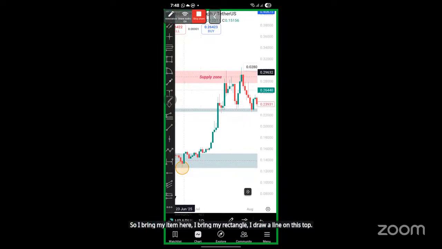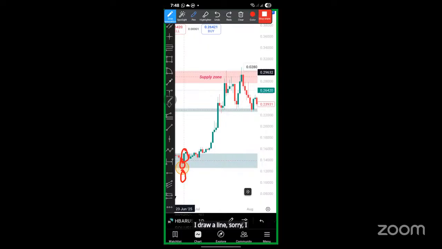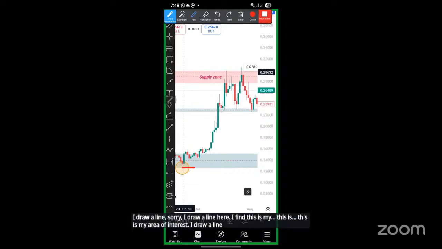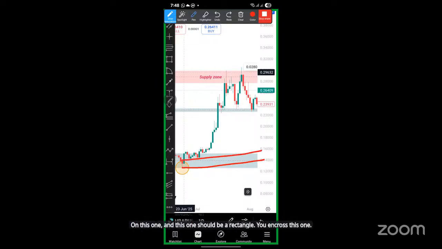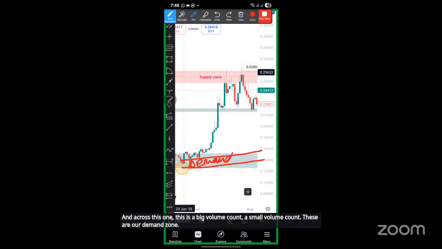I draw a line here. I find this is my area of interest. I draw a line on this one, and this one should be a rectangle. You enclose this one, this is a big volume candle, small volume candle. This is our demand zone. This is our demand zone in 1 day.